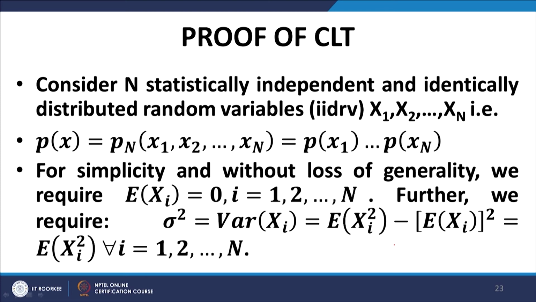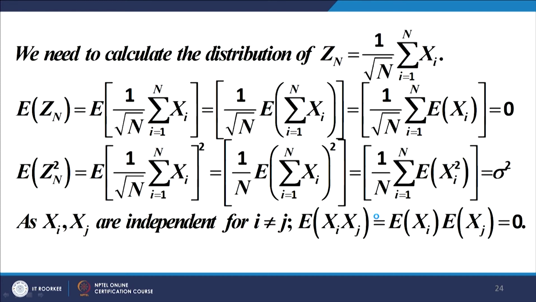Now, for simplicity, let us assume that E of xi, that is the mean of all these random variables, is 0. It is simply a shifting of the origin, and we also assume that sigma square is equal to E of xi square minus E of xi squared. Because this quantity is 0, we can write E of xi square is equal to sigma square, because the mean is 0. So the second moment about the mean and the second moment about the origin do coincide, and we write it as sigma square.